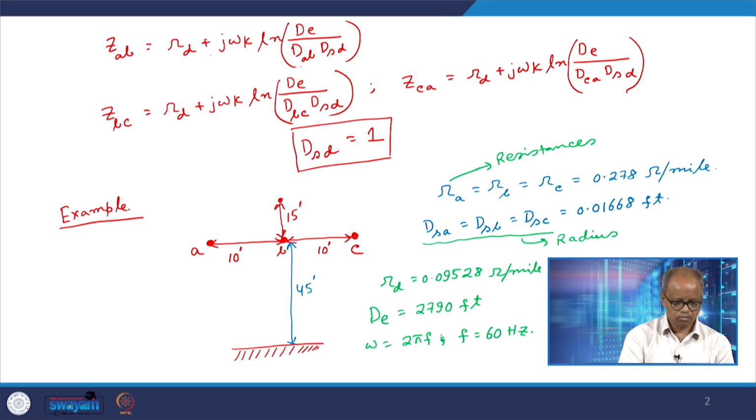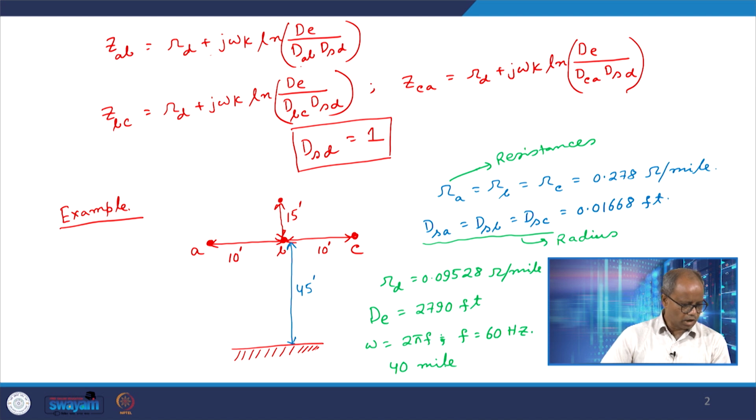In the last lecture, we were talking about one example, and in this example, one data we have not mentioned, and that data is the length. This is a 40-mile long conductor, or rather this is basically a 40-mile long line.